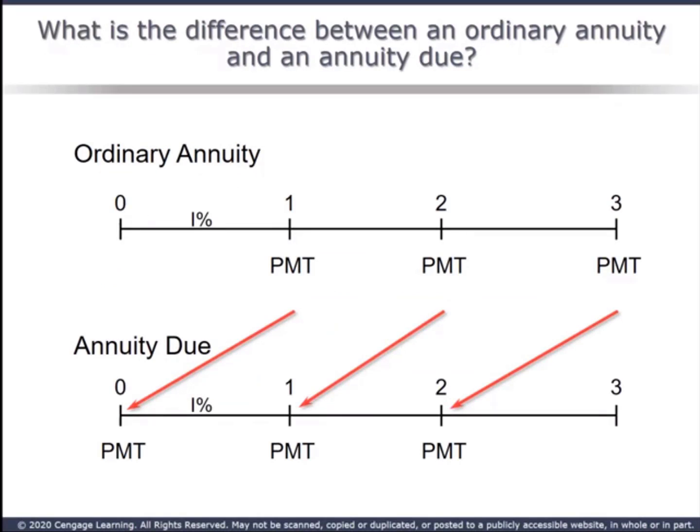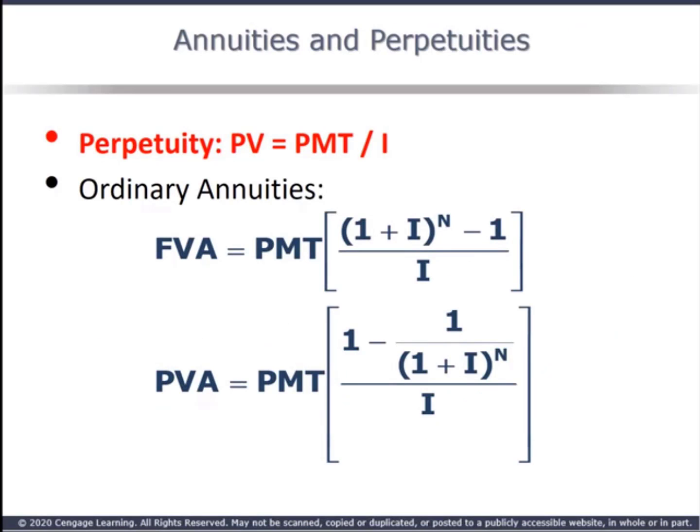These timelines show the difference between an ordinary annuity and an annuity due. Same number of payments, but with an annuity due, they all occur one period sooner. This drives a technique to solve for the value of an annuity due that we'll look at on upcoming slides. First, let's get valuing a perpetuity out of the way. Simple formula: payment divided by required return.